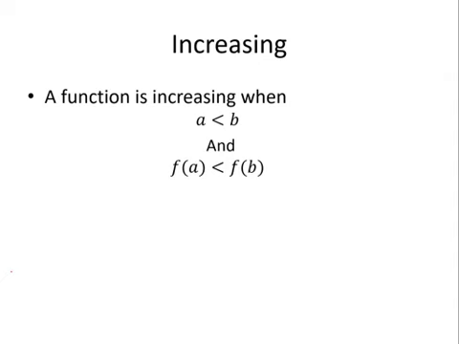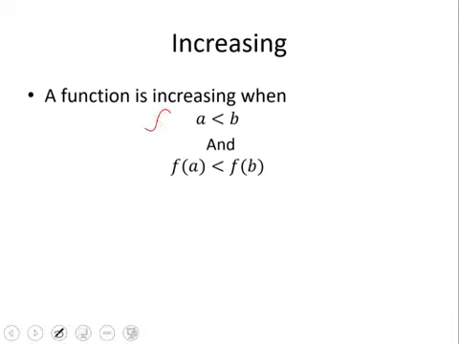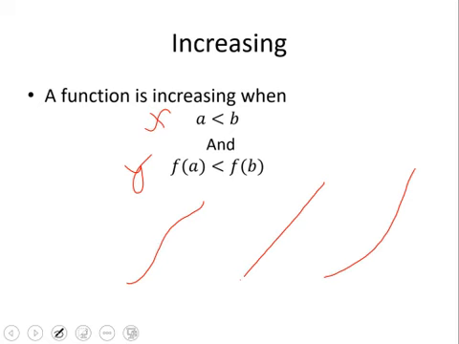So a function is increasing whenever, as the x values increase, the y values also increase. So if the graph looks like it's going up, straight line, curves, anything like that, that means it's increasing. If, as a goes to b, b is the larger one, then f of a is smaller than f of b.